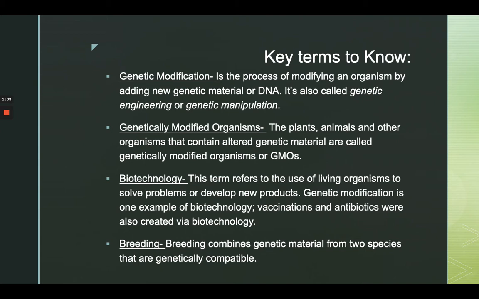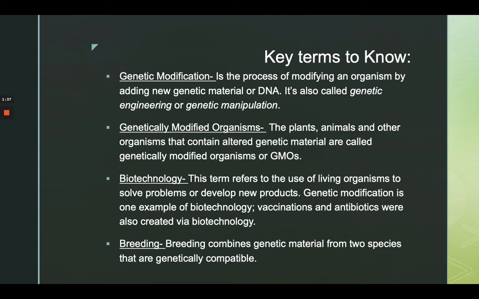GMOs can be raw ingredients like corn, canola, soybeans, or they can be used as ingredients in prepared foods like sweeteners, canola oil, soups, cereals, and snack foods. The U.S. Food and Drug Administration notes that foods made from genetically engineered plants must meet the same requirements, including safety requirements, as foods from traditionally bred plants.